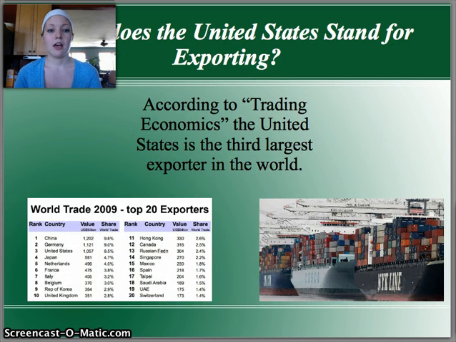And then I also did research on where the United States stands for exporting. And according to Trading Economics, the United States is the third largest exporter in the world. And then the chart to the left below shows the world trade in 2009, the top 20 exporters. And China is the first, the second is Germany, the United States is third, Japan is fourth, and so on and so forth.